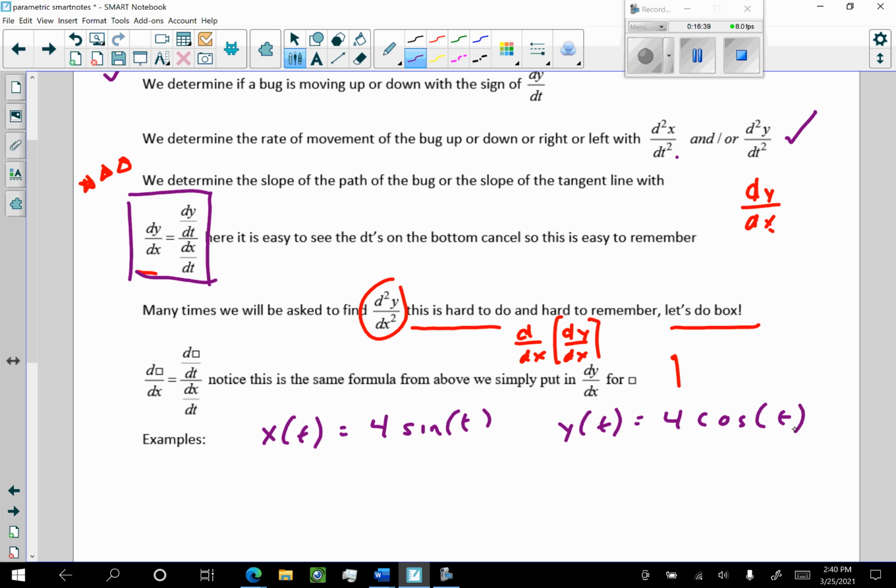And my objective is to find x prime, dx dt, dy dt, and dy dx. So what is dx dt? We could call it x prime if we want. X prime is going to be easy. It's going to be 4 times the derivative of sine. The derivative of sine is cosine. So that's x prime. We could call that dx dt if we want. And we know that, certainly. Make sure the x looks like an x.